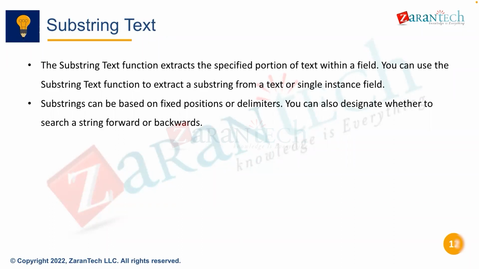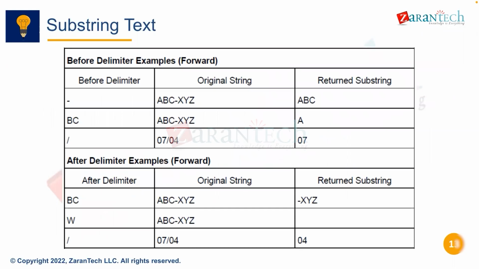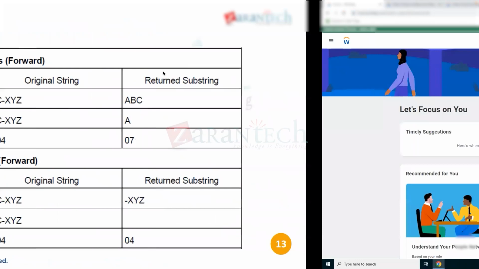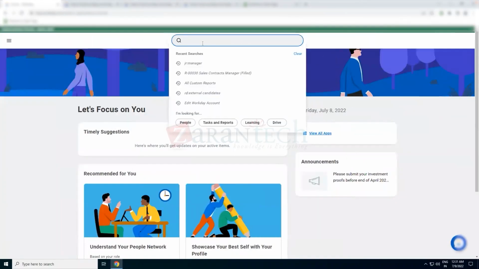So one thing we have noticed, the substring text, as the name suggests, allows us to substring the values of the text fields, or any of the fields in Workday, based on the delimiters we set. So there are 4 types of delimiters. One is the before delimiter, after delimiter, between 2 delimiters, and also there's something called text position. So today we'll be going to the tenant and see how it really looks.